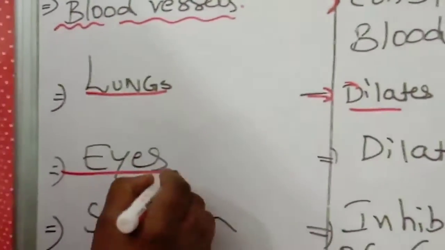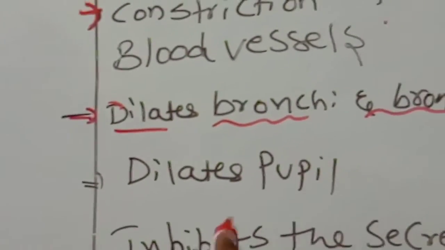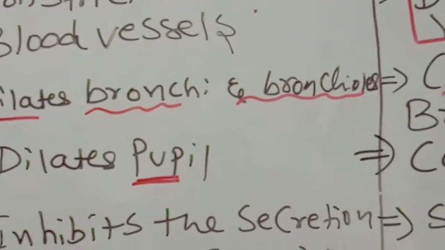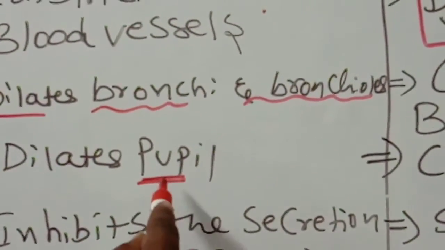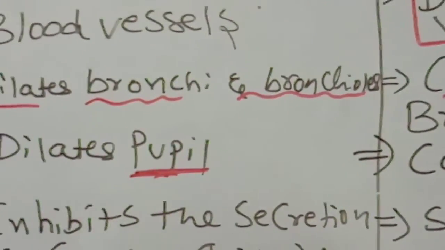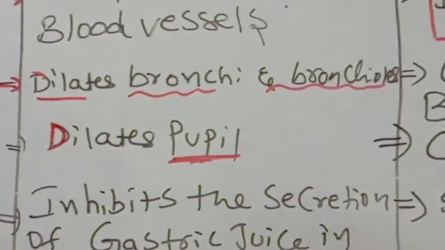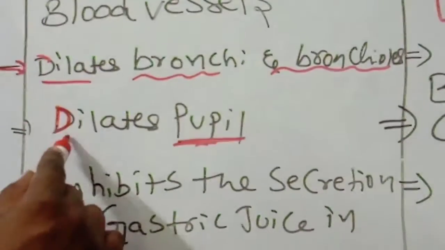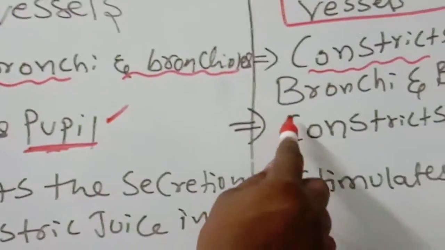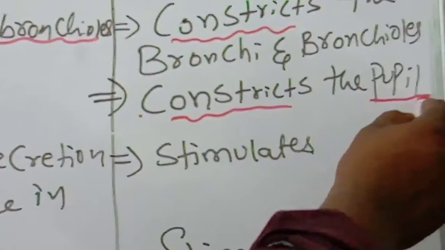The next one, eyes. Eyes have the pupil, in the structure of the eyeball, with the iris and the pupil. The pupil is helpful for the passage of light. How much light enters the eyeball is decided by the pupil. By the sympathetic nervous system the pupil will be dilated, but by the parasympathetic nervous system the pupil will constrict.